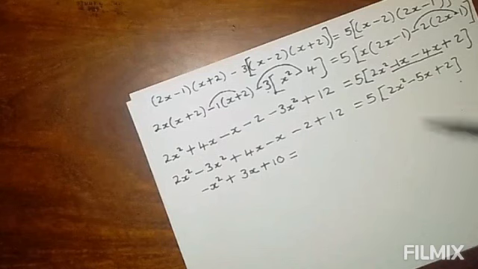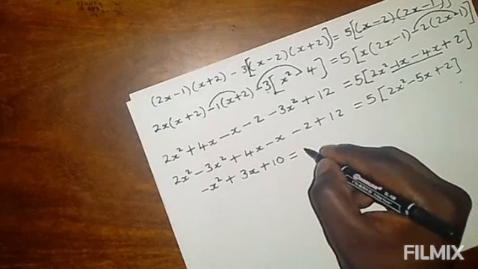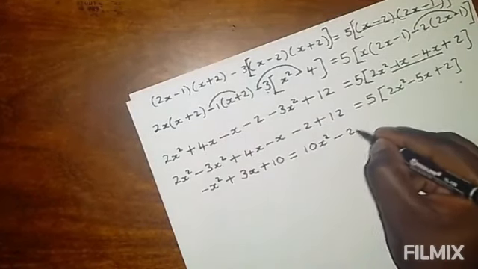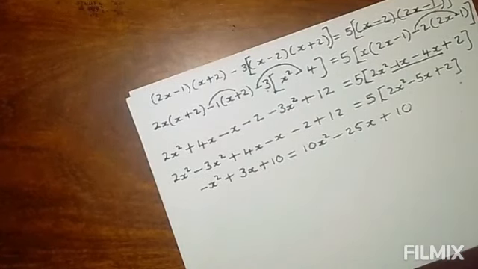So it's now time to introduce the 5 inside the bracket. Why? Because we have dealt with the expansion. 5 times 2x squared, you get 10x squared. 5 times minus 5x, you get minus 25x. Then 5 times 2, it gives you 10. So I'm now collecting like terms.